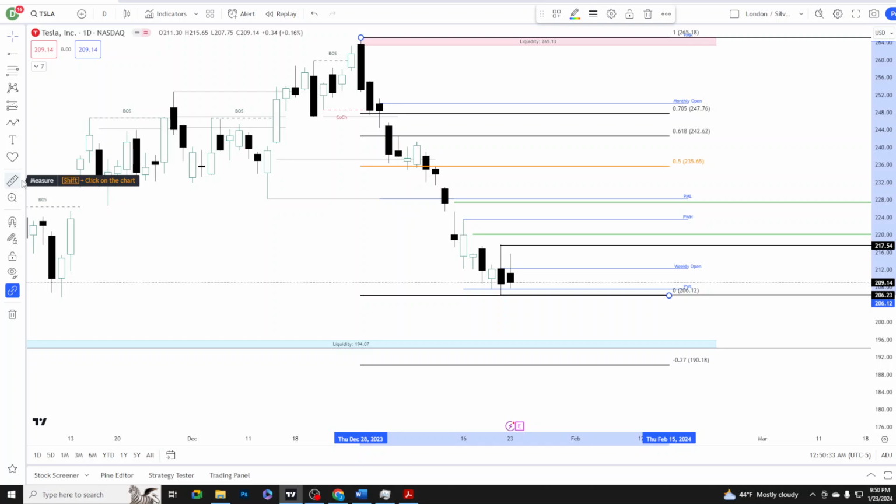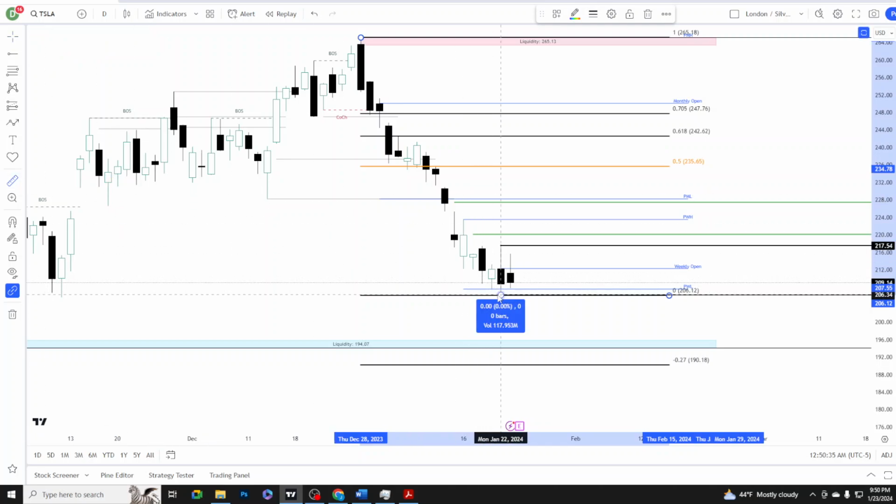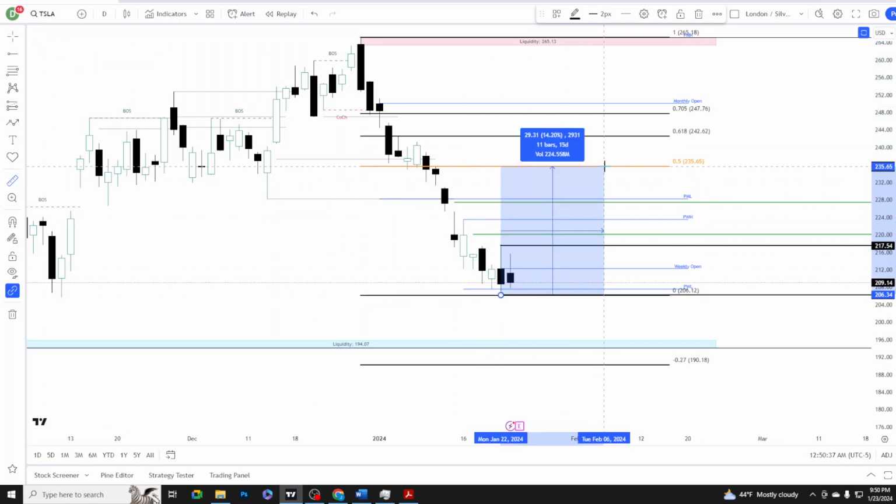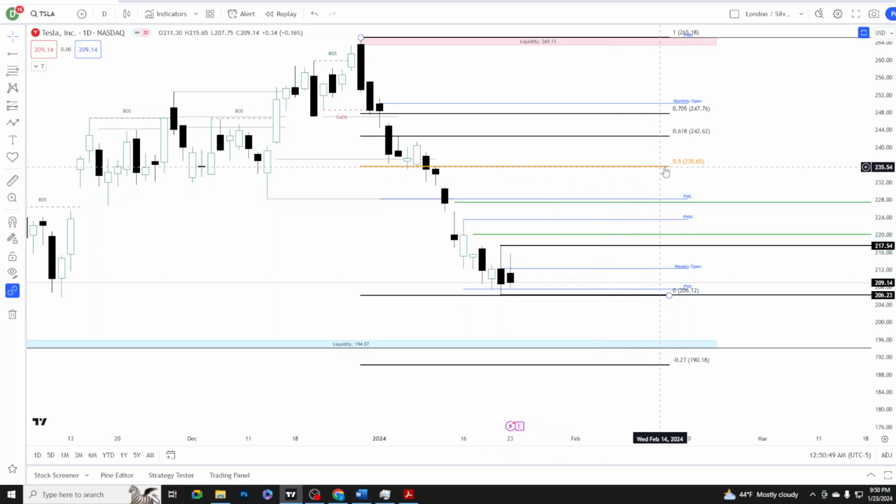that rally would look like 235.65. It may happen all at once. It may not happen all at once. Maybe we're not quite at the bottom, but we're carving out a bottom. We'll just have to see what happens. But that'd be a 14% run, right? Right around the areas we were talking about, right? And a deeper retracement would be 242.62, 247.76. So lots of different targets.